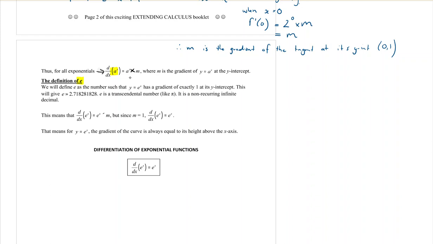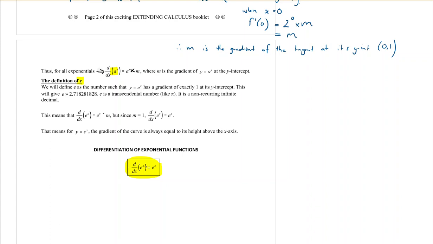And that is really, really special because it means that the derivative of e to the power of x is just e to the power of x times 1. But who cares about times 1? The derivative of e to the x is e to the x. And that's why this number is a special one that we use a lot in math. Okay, so that's this box here. That's the key idea.